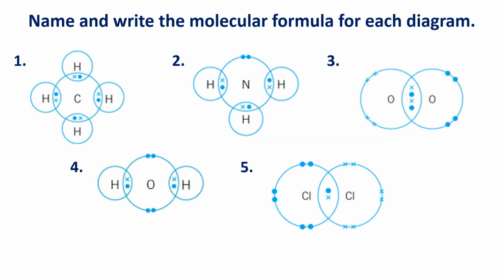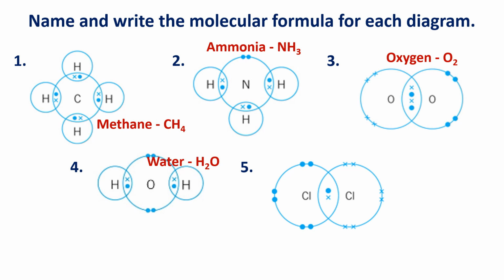So pause for a minute and see if you can name these and write their molecular formula, which tells you what atoms are present and in what ratios. Pause for a minute, jot them down and restart when ready. First one, methane CH4. Second one, ammonia NH3. Third one, oxygen O2. Fourth one, water H2O. Fifth one, chlorine Cl2.